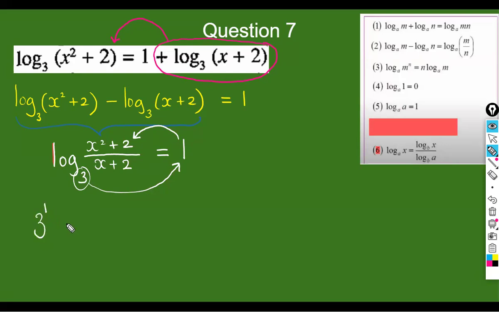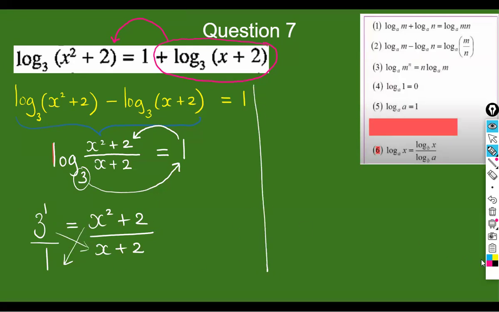So 3 to the power 1 is equal to x squared plus 2 divided by x plus 2. And remember, 3 to the power 1 is 3. And you can just simply cross multiply now and solve for x. You will get a quadratic equation. When you cross multiply, if you want to have the same working as me, cross multiply the yellow diagonal first. Right? So cross multiply, you will get a quadratic. Just solve the quadratic and you're good to go.